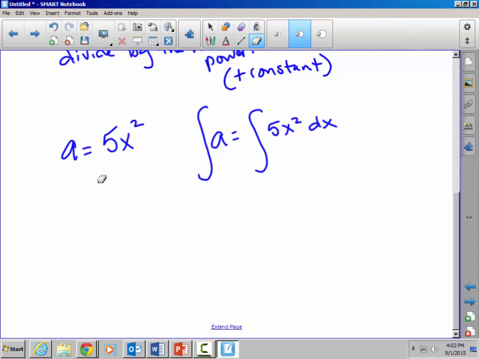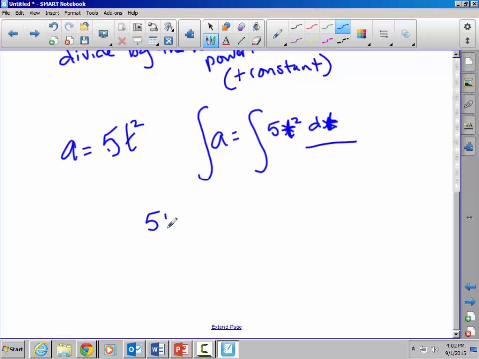So actually, let's not use x, let's use t, because that's a little bit more appropriate here for what we're doing with acceleration time graphs. So dt. This dt means that I'm going to integrate this with respect to t. I'm going to add 1 to the power, so that makes the new power of my time be 3. And then I'm going to divide it by the new power, which is 3. So this will be a function for my velocity.